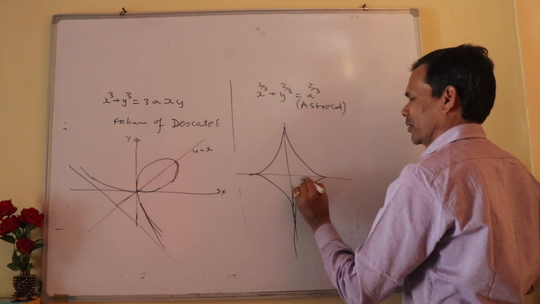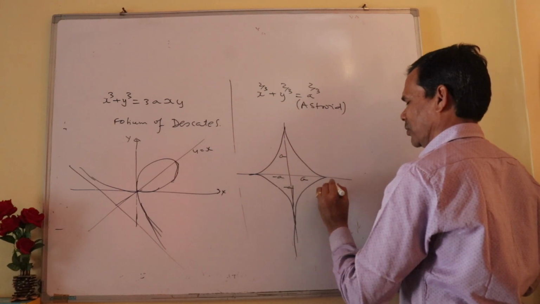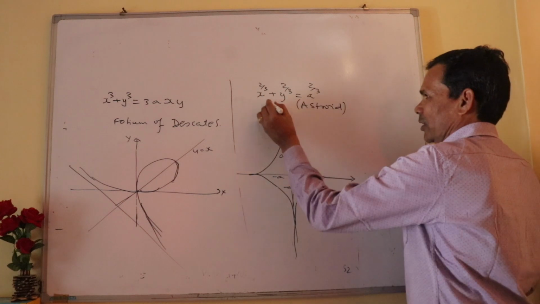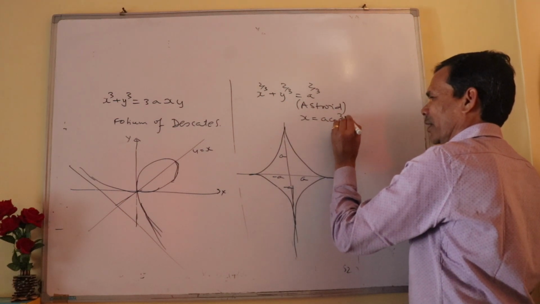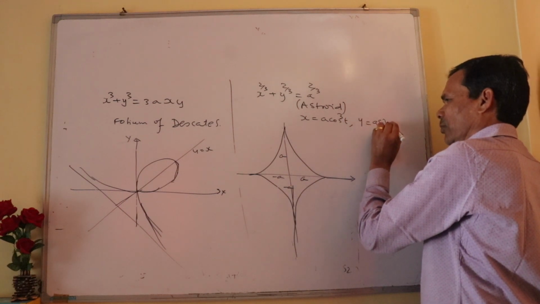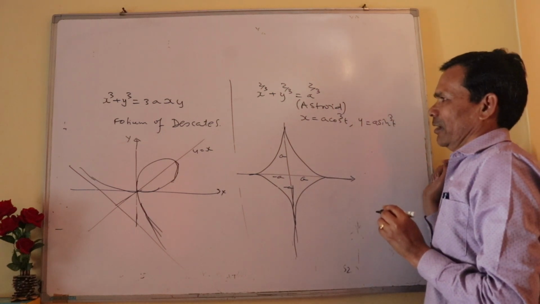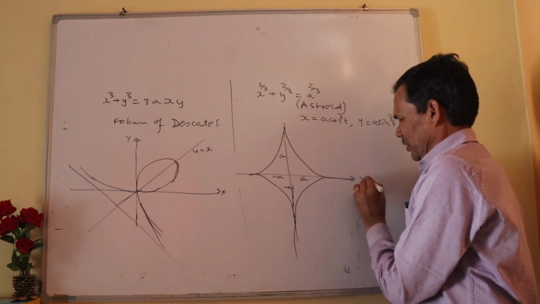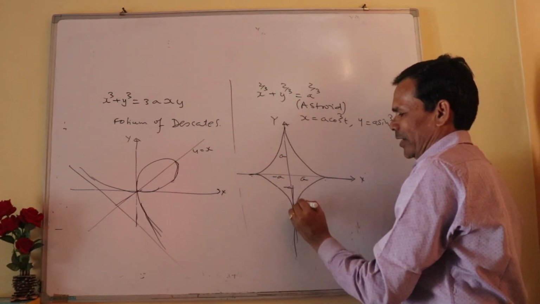This is a, this is a, this is minus a, this is minus a. So you must know this equation and the parametric equations of this also: x is equal to a cos cube t, y is equal to a sin cube t. These are the parametric equations of the asteroid. This is the x-axis, this is the y-axis. There are cusps at these particular points.